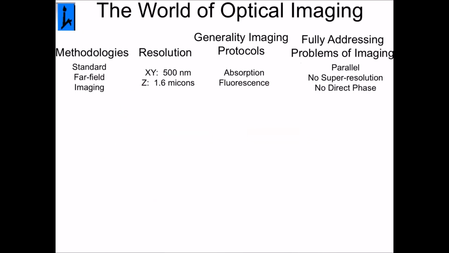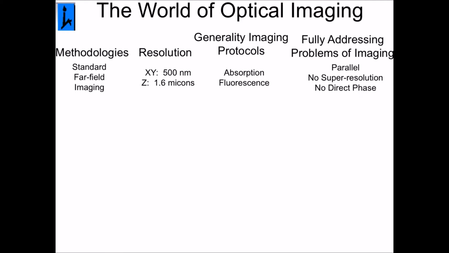Now, you see this chart. You have the standard far field imaging. It has a resolution limit in XY of 500 nanometers. Z is very bad, okay? You can do absorption of light, you can do fluorescence of light, you can do illumination at a point with this resolution. There's a great thing about an optical microscope, and that is that it images in parallel, okay?